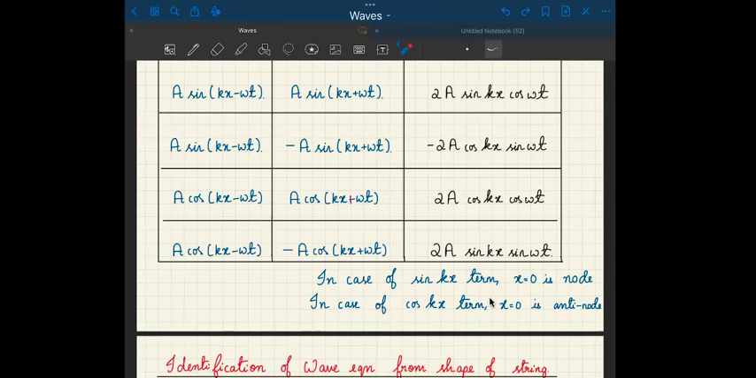I am telling you again, in case of the sin kx term, x is equal to 0 is a node. In case of the cos kx term, x is equal to 0 is an antinode. So I have given you the very fundamentals of stationary waves. Now tell me, till this point, do you have any doubt? Next.